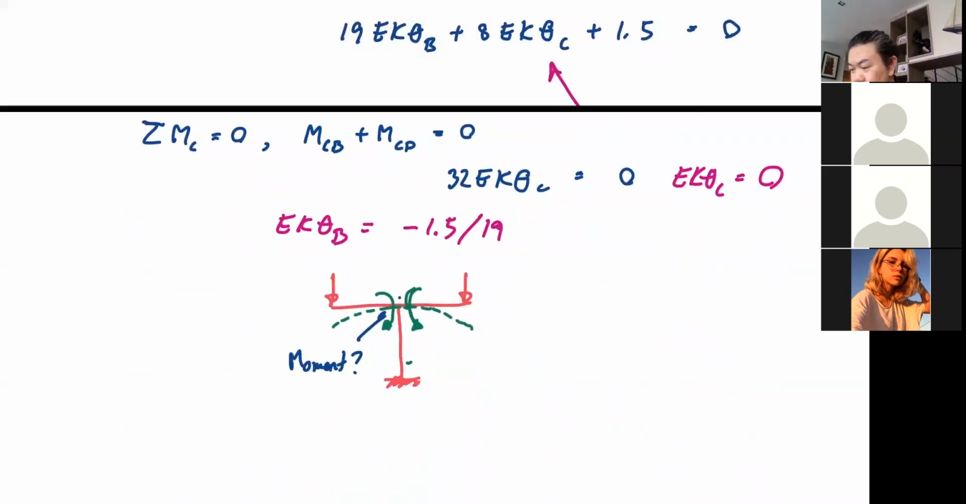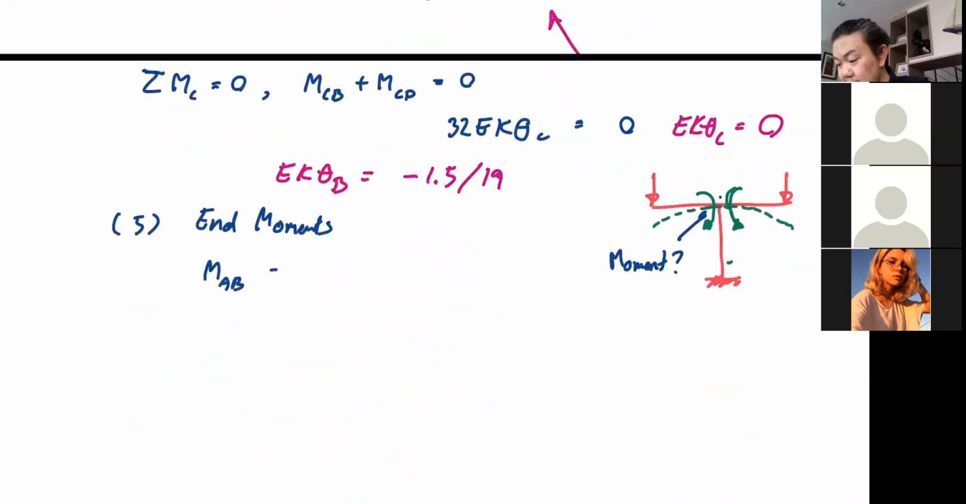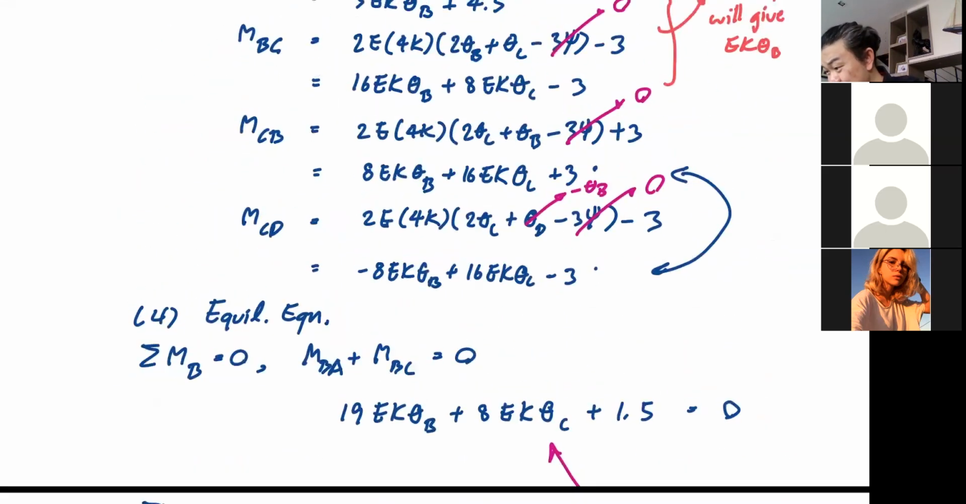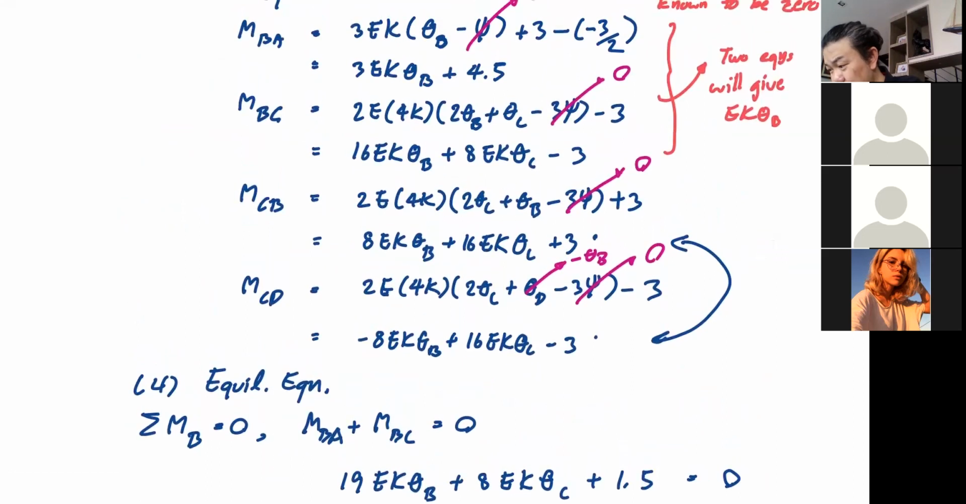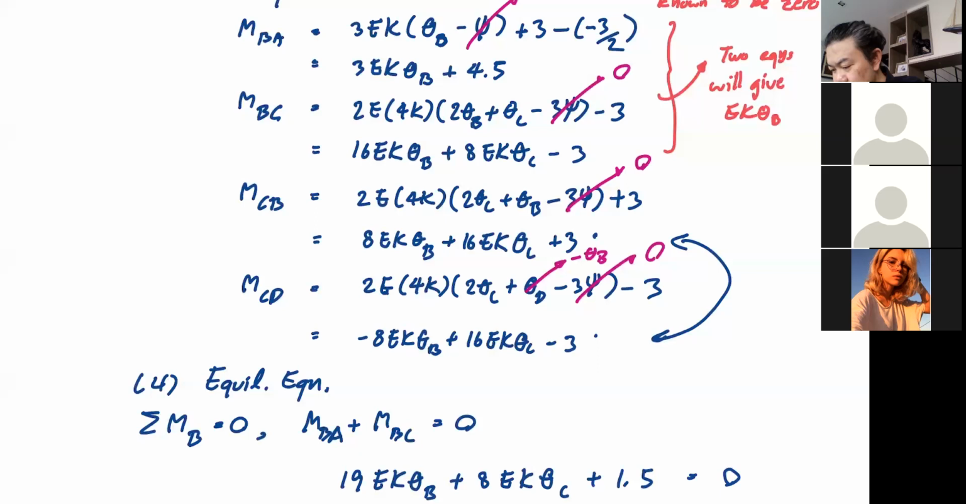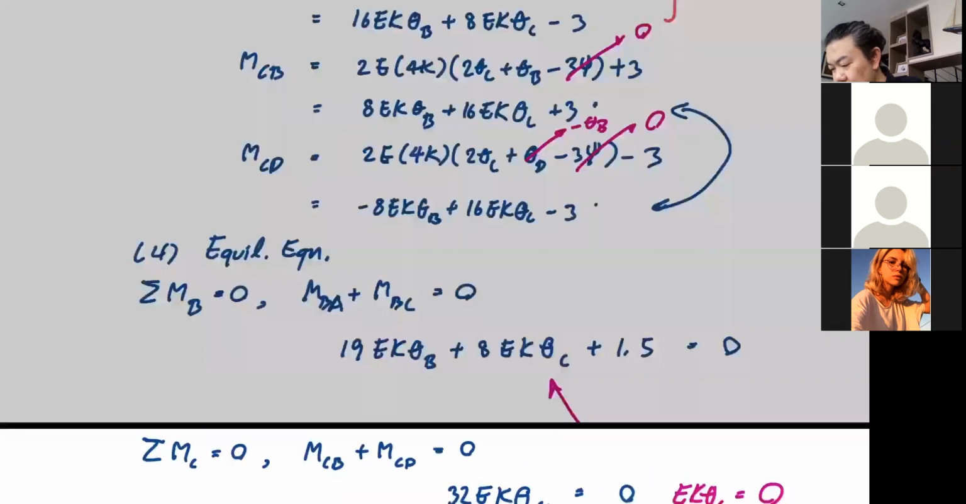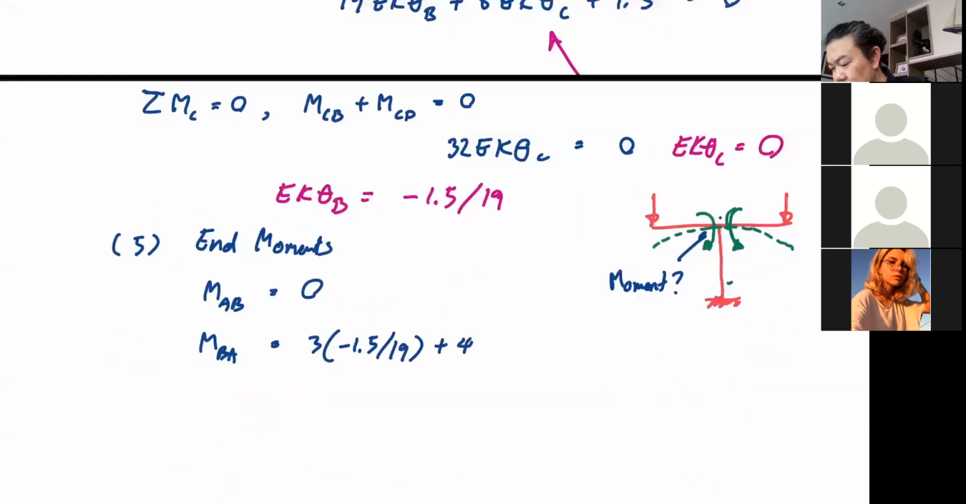What's MAB? So let's move this somewhere. So we are going to have that number five, right? In moments. You may write again here to reassure yourself that MAB is zero, even though there's no need. MBA, how much? Now it is going to be 3 EK theta B plus 4.5, right? So it's 3 multiplied by minus 1.5 over 19 plus 4.5. How much is that?